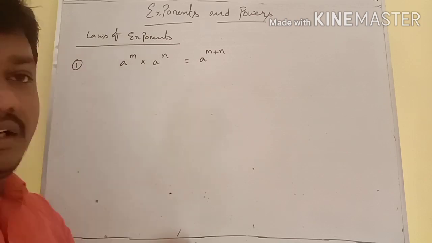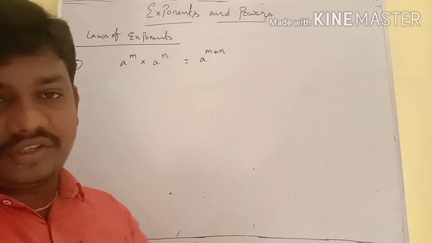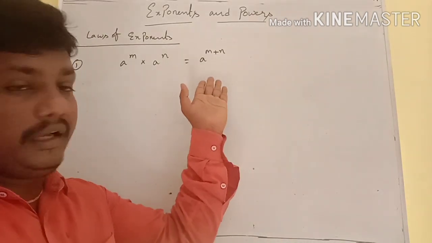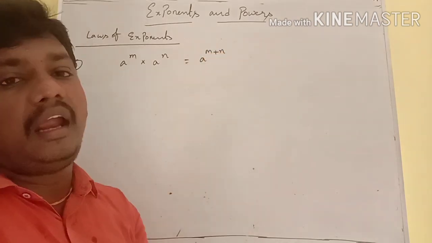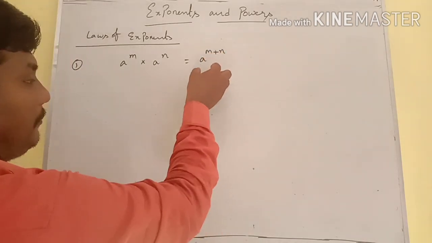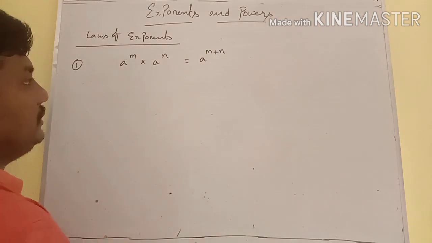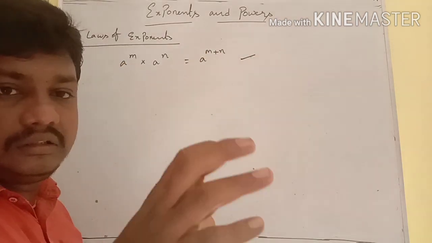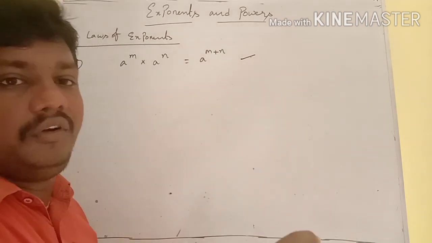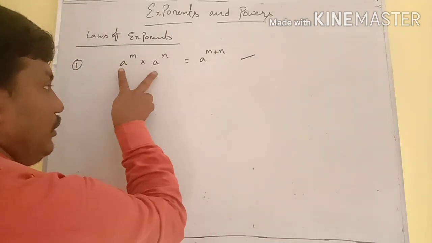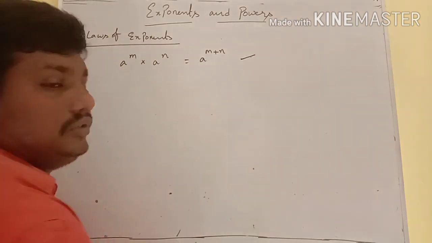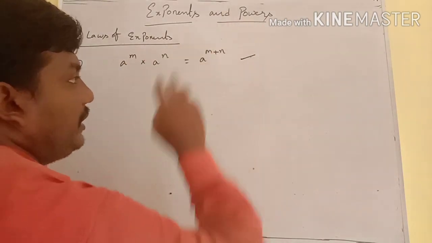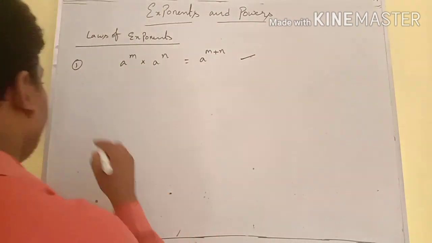If two exponential forms are multiplied having the same base, then their powers should be added with the same base. This is also a very, very important formula. That is a power m plus n.